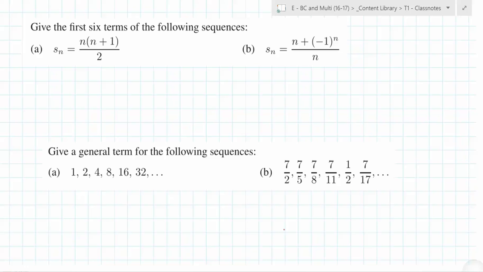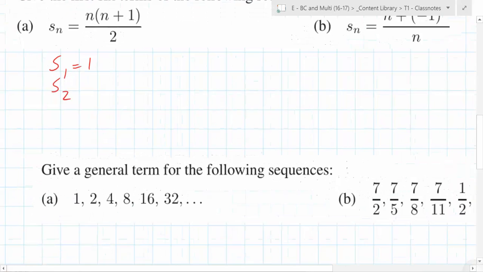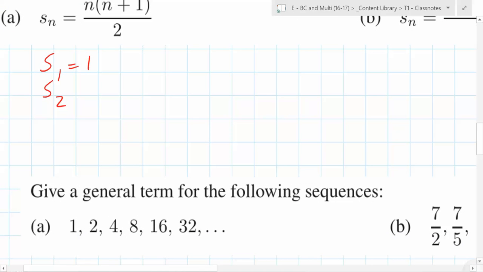Can you tell me the first 6 of the first one? Who can tell me the first 6 of the first one? Seema, you have the first 6? What's S1? Sure. What's S2, Seema? 3. Then what? 6.